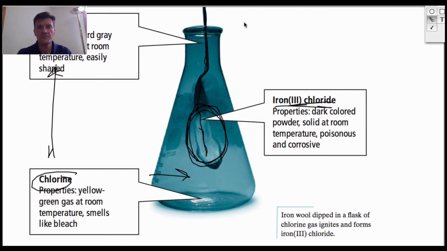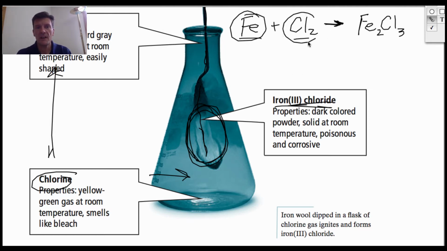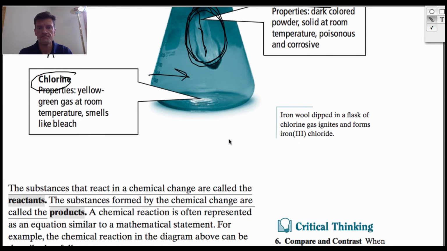You have iron and chlorine forming iron chloride. And we'll talk about the formulas for these later on, but this is an example of how we would show a chemical reaction. Element of iron, element of chlorine. It's also diatomic, and they're coming together to form a new compound, something new, chemical change.